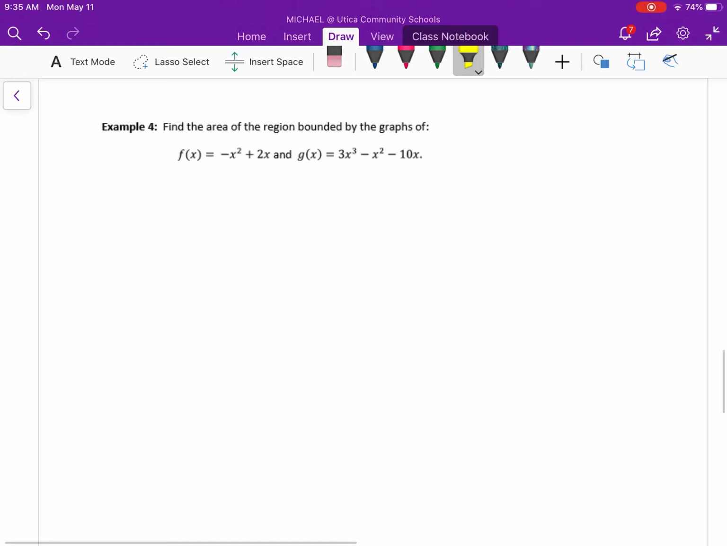All right, final example. The area bounded by these regions.